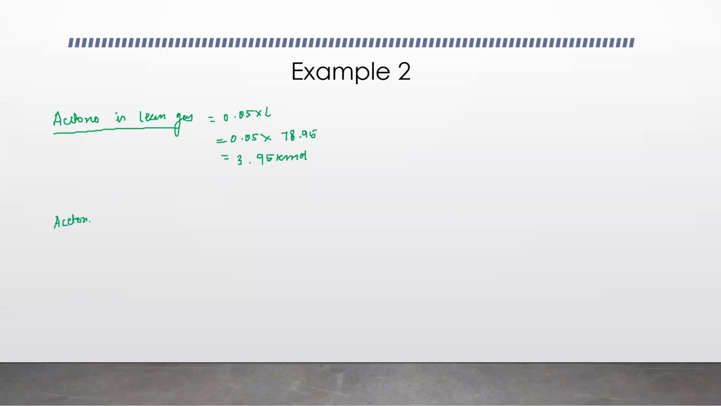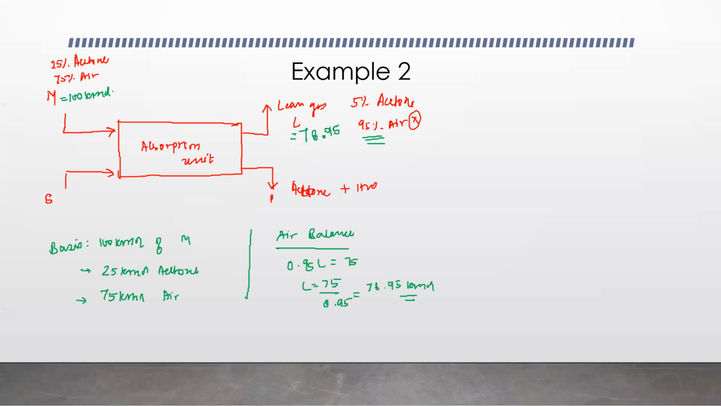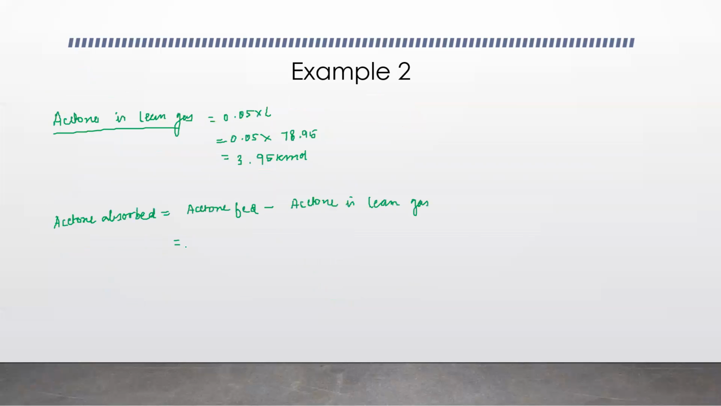So what is the acetone absorbed? That is equal to acetone fed minus acetone in lean gas. Acetone fed is 25 kilomole. Acetone in the leaving gas we just calculated as 3.95 kilomole. So it is going to be 25 minus 3.95, which is equal to 21.05 kilomole. This is the acetone absorbed.